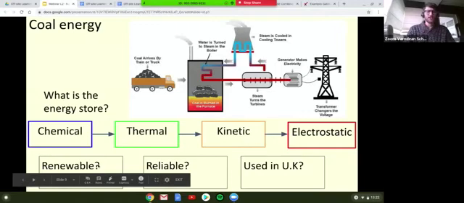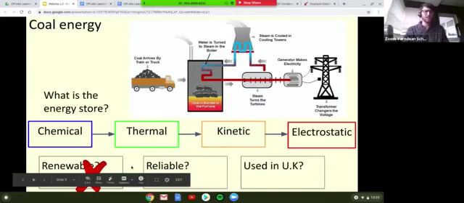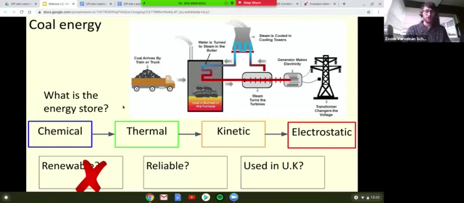Are they renewable? Can I easily replenish that store of coal? Not really, no. It's not renewable. It'd take ages for us to replenish those stores. Is it reliable? Can I just burn coal when I want? Assuming we've got enough coal, yes, I can.